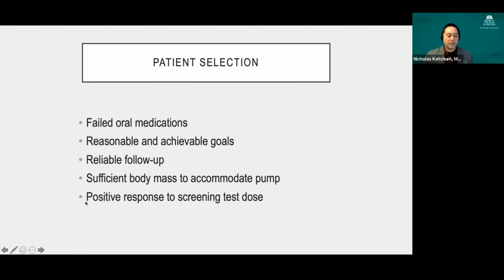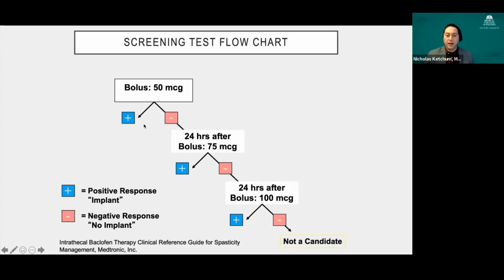And all patients need to have a positive response to a screening test dose, because we wouldn't want to implant this system in somebody who we weren't sure that baclofen was going to have at least some sort of positive effect on their spasticity. And so what does that screening dose look like?